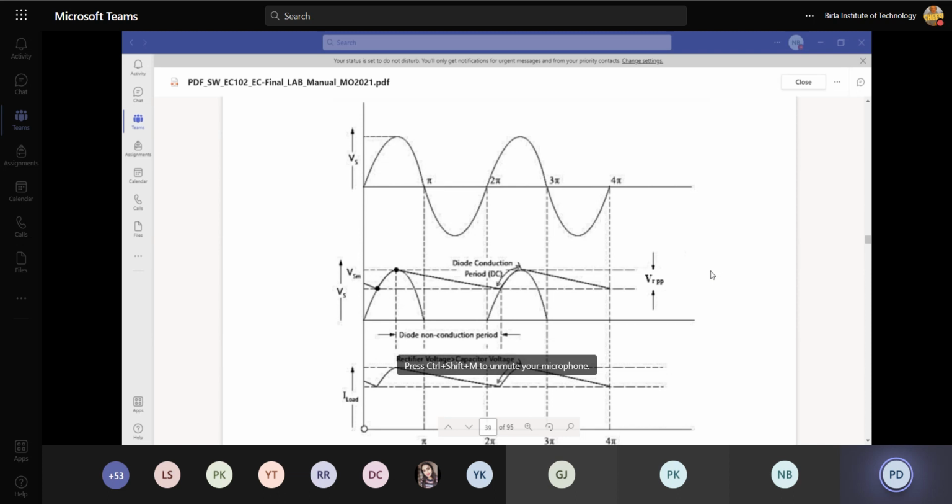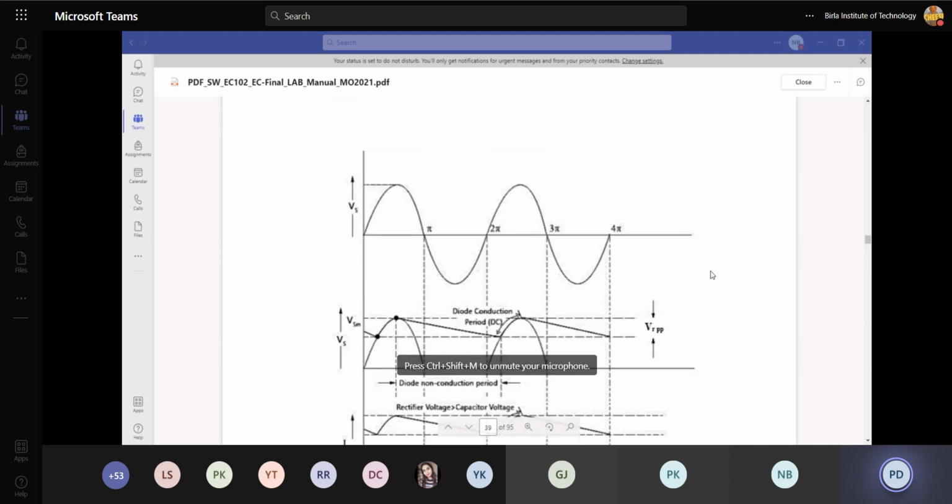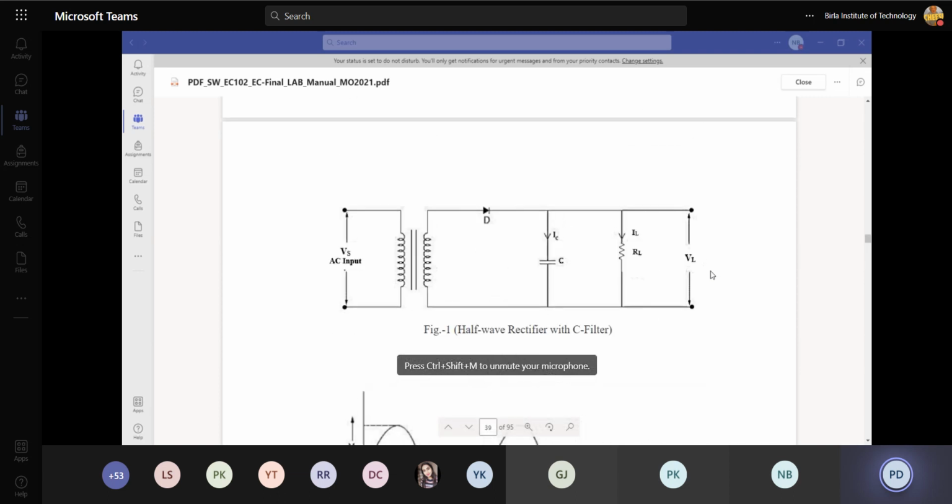So that charging time constant, tau, is equal to RC: the capacitance into the resistance of that path. The resistance of that path is the forward resistance of this diode, which is a very small quantity in comparison to your load resistance. So this time constant, tau equals RC, is very small, meaning the capacitor will take a very small time to charge up to its maximum, peak value.